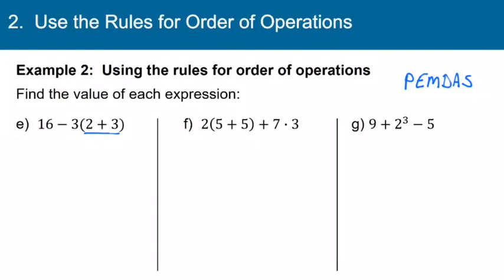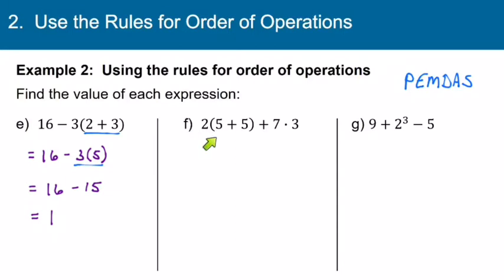So on the next line I'll have 16 minus 3 times 5. And again, if you don't want to use the parentheses as your multiplication symbol, you could say 3 times 5 here. Okay, so we have 16 minus 3 times 5. Between subtraction and multiplication, definitely multiplication has to come first. So 3 times 5 is 15, and then we can do our subtraction. 16 minus 15 is 1. And let's look at part F.